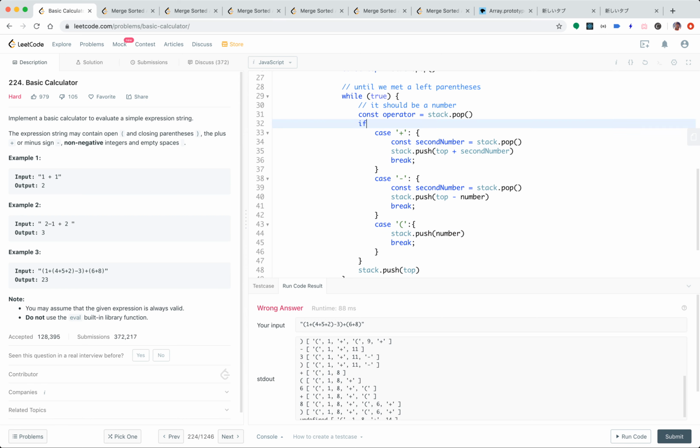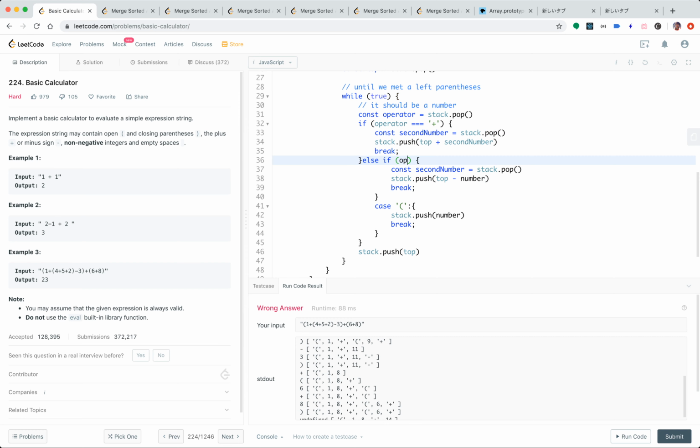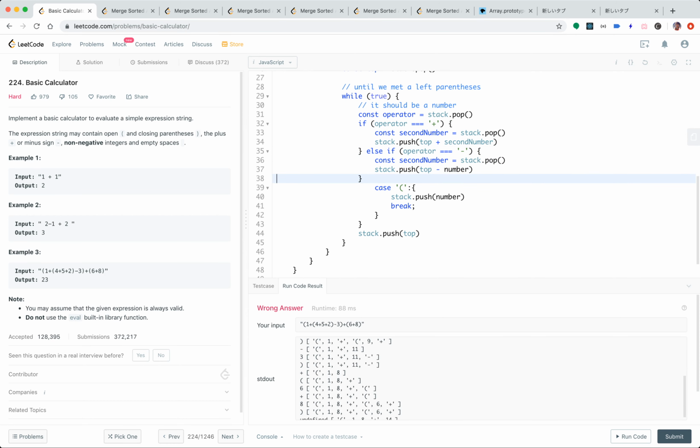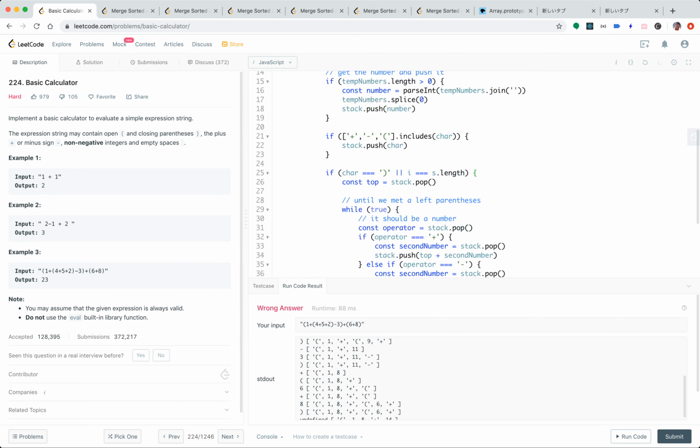We use if operator. If it's a plus sign, else if operator equals minus, we also break. No, we no break here. Else if operator equals left, this one, for sure, we just push a number and break.